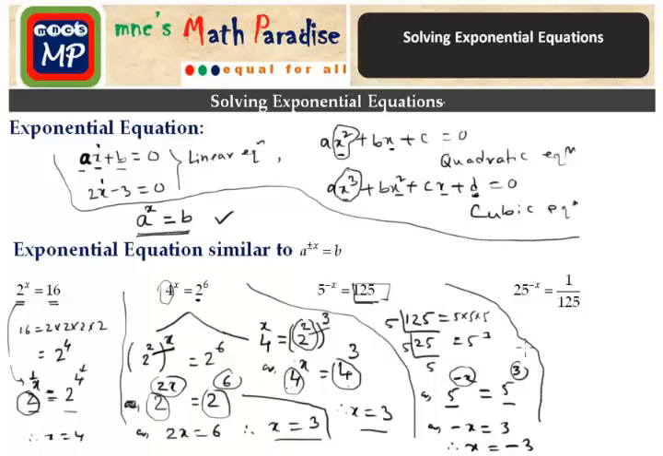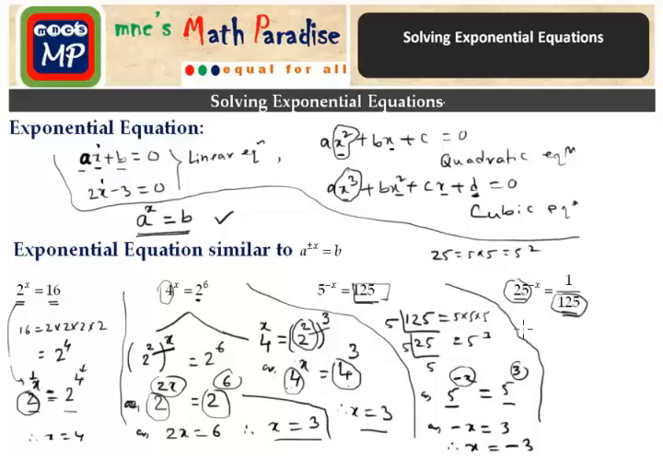Let us do this last example in this slide. 25 to the power minus x equals 125. So now here 25 and 125. The best approach, without handling these big numbers, is to express these big numbers in exponential form. That means 25, we know 25 is 5 times 5, that means 5 squared.